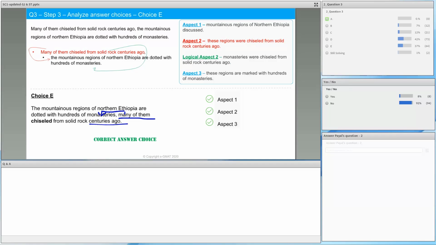Okay, let me ask you this question. Are you all clear about why choice D is incorrect and why choice E is correct?